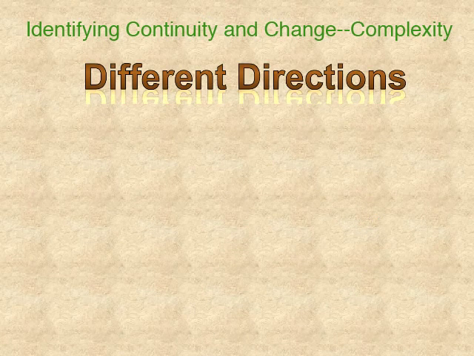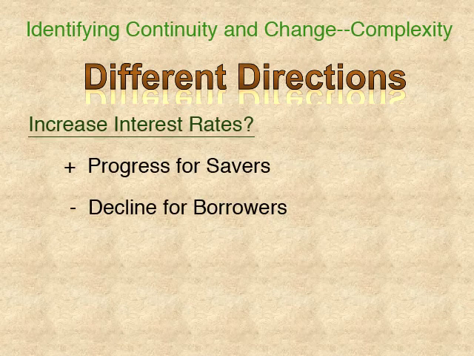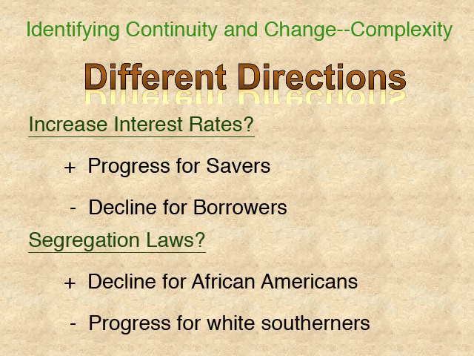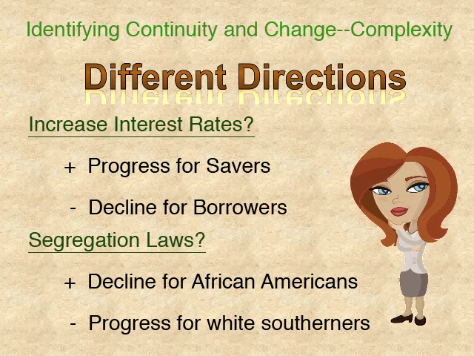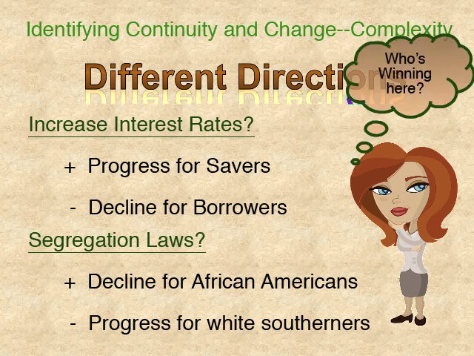Change can also move in different directions in the same time period. Change can bring progress to one group of people and decline to another group. For example, a change such as a rise in interest rates could help those saving money and hurt those borrowing money. Segregation laws that excluded African Americans from professional employment benefited white Southerners. So when evaluating progress and decline, always consider the question, from whose perspective?